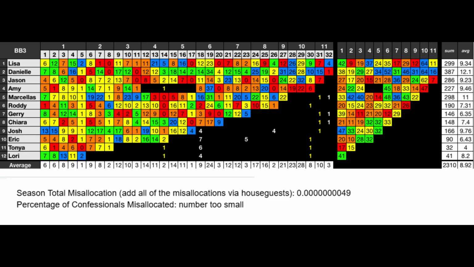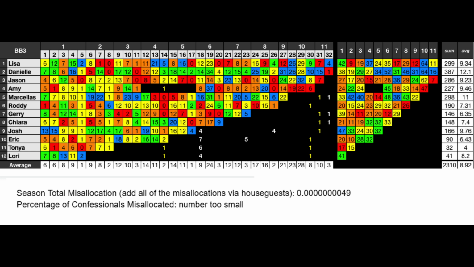So this is interesting. I added up all the misallocations via house guest, and I got this number, which is 0.000000. I believe it's like 8 decimals of zeros before we get 49. Pretty much meaning that the misallocation is perfect. And because of this, I couldn't really divide it into anything since the number is way too small.